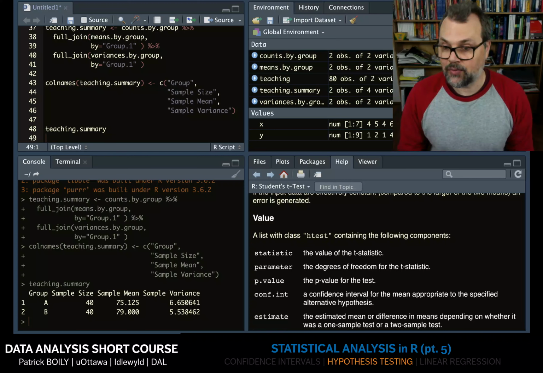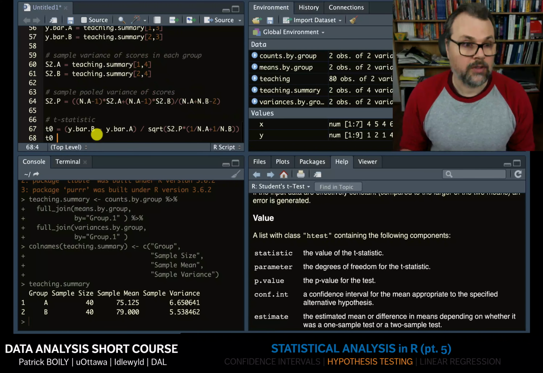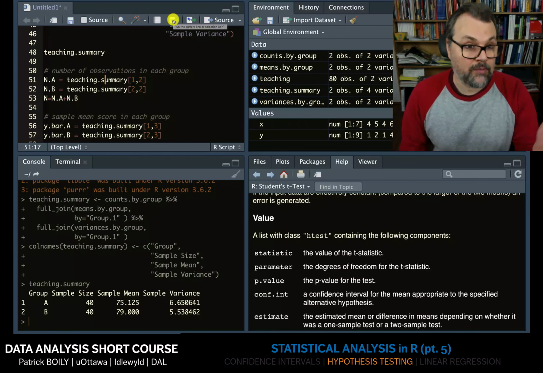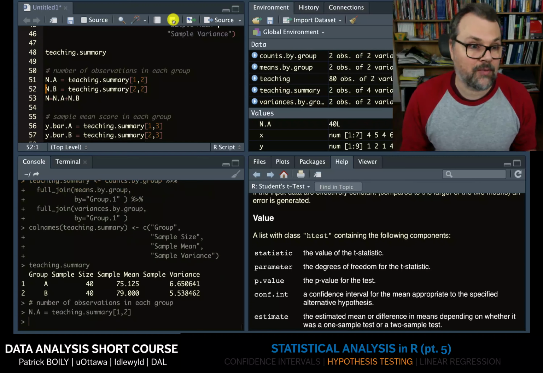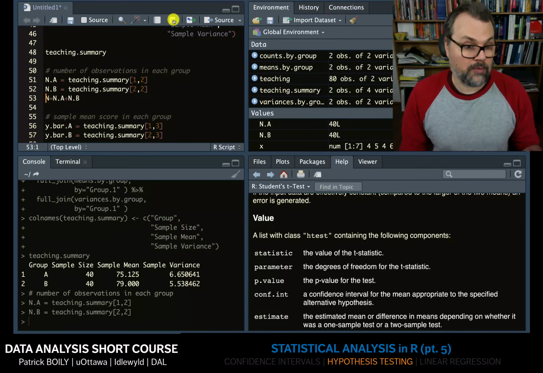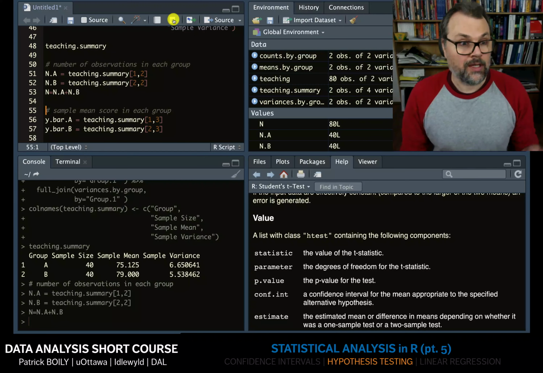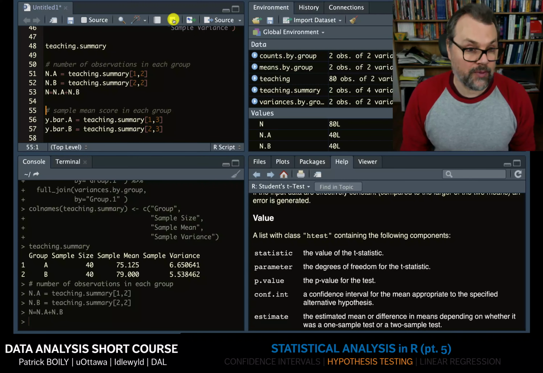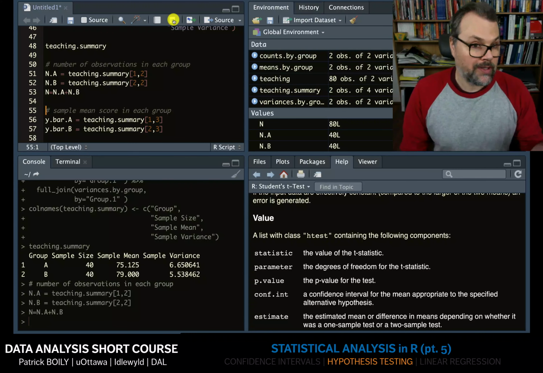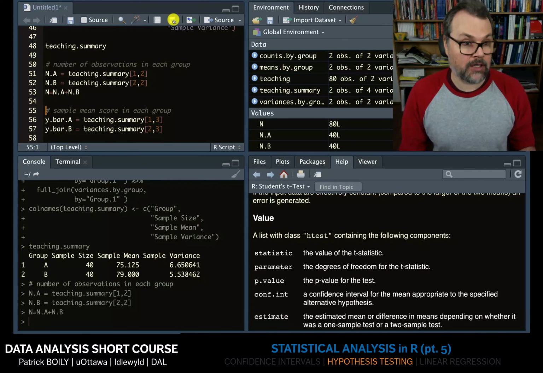It's quite simple. Here we're going to hard code these things. We know what the number of observations in each group is. It's 40, but we'll go and get that information from the table so that we actually have an NA, an NB, and a total population size N. We'll extract the sample mean score from each group. Again, we know what it is. We'll just go and get it and place it into a specific variable y.bar.a and y.bar.b, the average grade for group A, the average grade for group B.